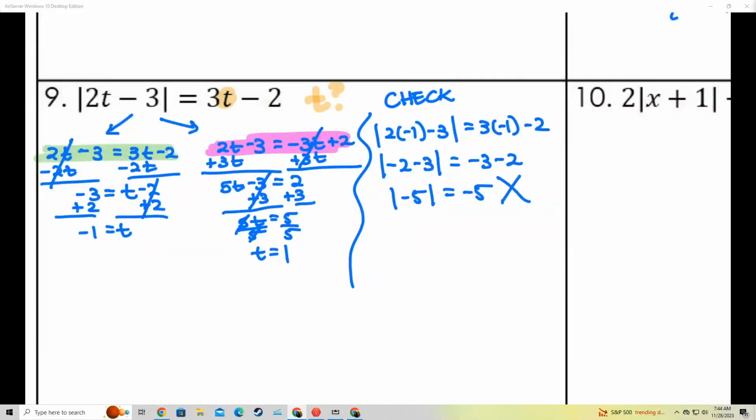And if this does not work, that means this one was an extraneous solution. This is a fake answer. This one does not work. Let's go ahead and check our other one.